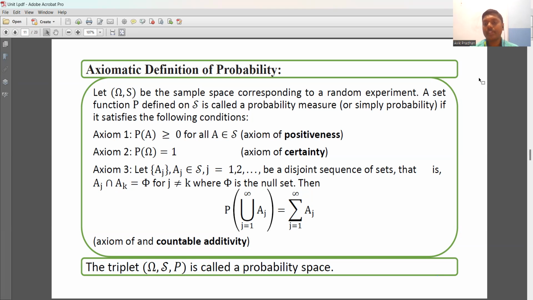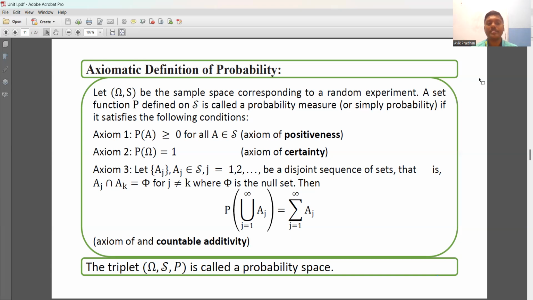It says that if I have a random experiment, and corresponding to that random experiment the sample space is given by omega, script S, where omega is the set of all possible outcomes and script S is the sigma field or sigma algebra corresponding to it, then a set function P defined on script S, the sigma algebra, is called a probability measure if it satisfies certain conditions. The conditions, or axioms, are as follows.